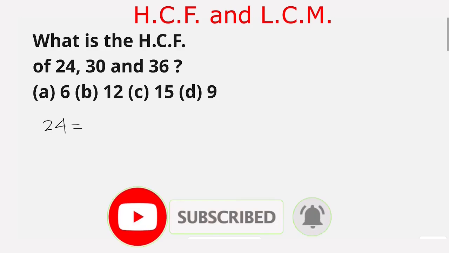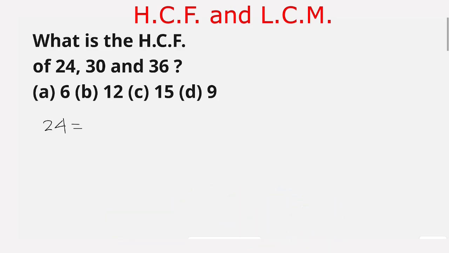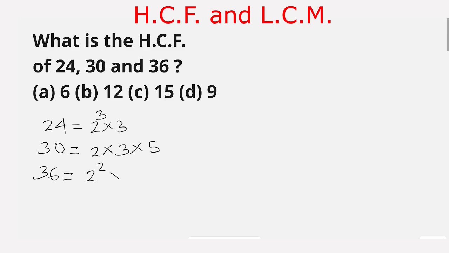We first factorize all the numbers 24, 30 and 36 into prime factors. So 24 is 8 multiplied by 3 and 8 is 2 to the power 3, multiplied by 3. 30 is equal to 2 multiplied by 3 multiplied by 5. And 36 is 9 times 4, and 4 is 2 to the power 2 and 9 is 3 to the power 2.